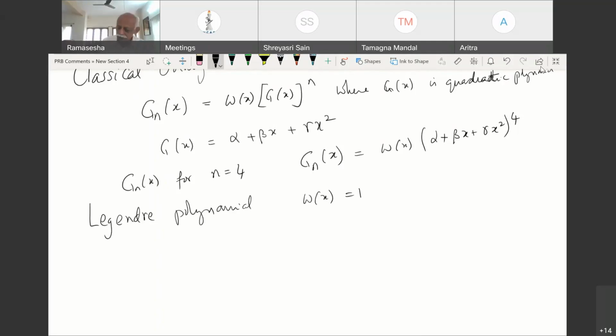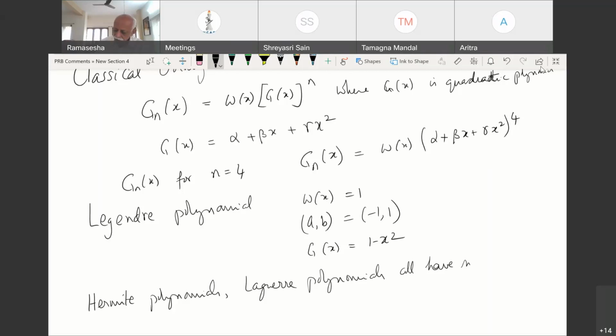And the examples are, for example, if the interval a comma b is equal to -1 to 1, then we have the function g of x equal to 1 minus x squared. And similarly, you will have this for the Legendre polynomials. Similarly, you can show that for a Hermite polynomial, and all similar functions.